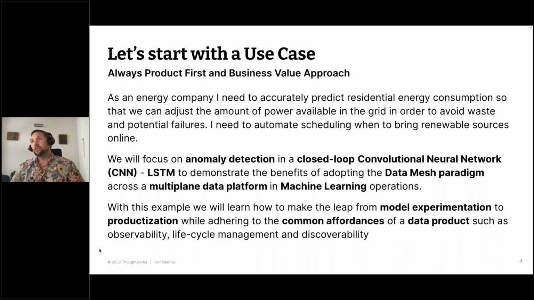Basically, to set the stage for the use case we're trying to solve, we want to focus on anomaly detection of energy spikes in a closed loop system, leveraging a convolutional neural network in a hybrid with an LSTM, long short-term memory, to demonstrate the benefits of adopting the data mesh paradigm across a multi-plane data platform in machine learning operations. We're going to talk a little bit about model experimentation and production, and also what these common affordances are and how they're going to help us solve this problem, and also future-proof problems that we're going to solve.